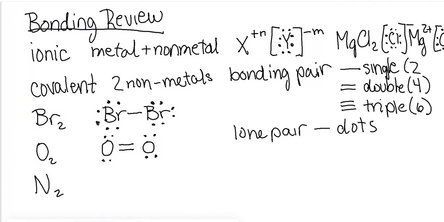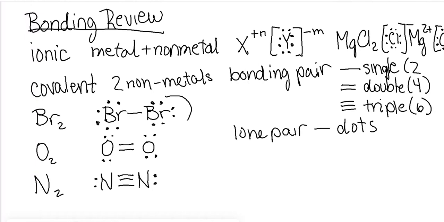And then N2 has 10 electrons. Each nitrogen from family 5 has 5 valence electrons. In order to get to 8, they'll want to share 1, 2, 3. Nitrogen is 3 positions away from the noble gas, so they'll share 3 pairs and they'll have a triple bond. Remember, everybody in family 5 is notorious for having 3 bonding pairs and 1 lone pair. So this is how we do nonpolar covalent bonds.